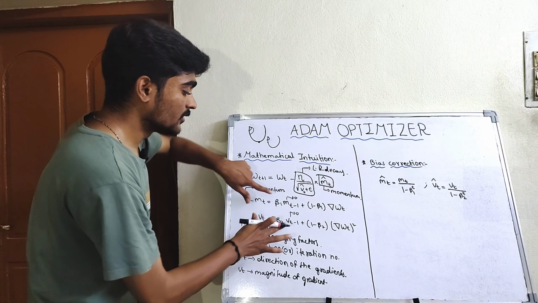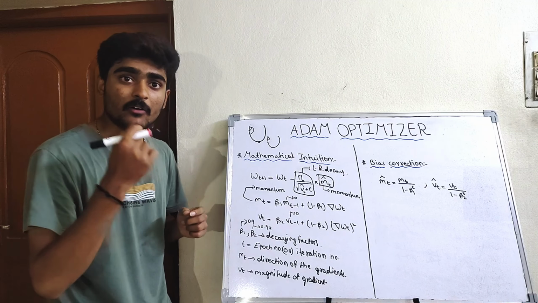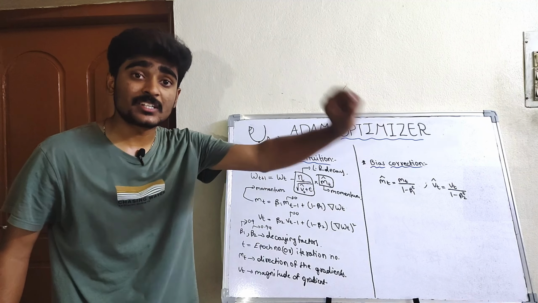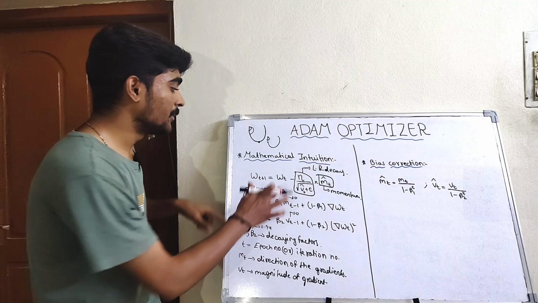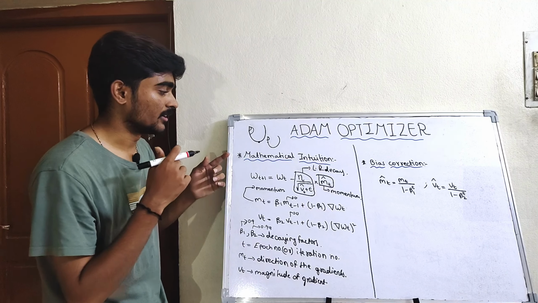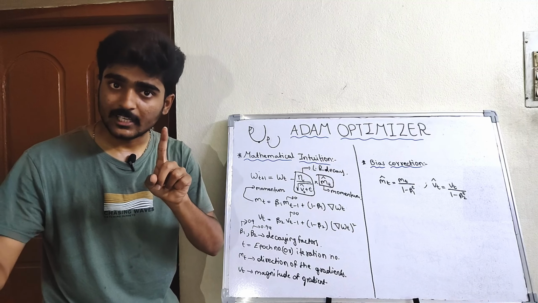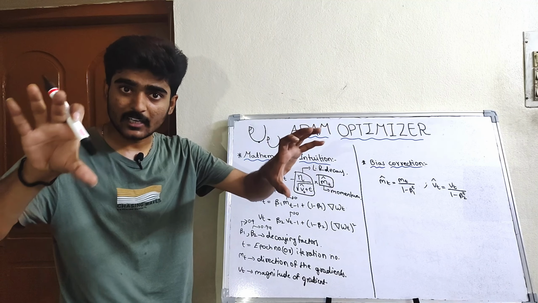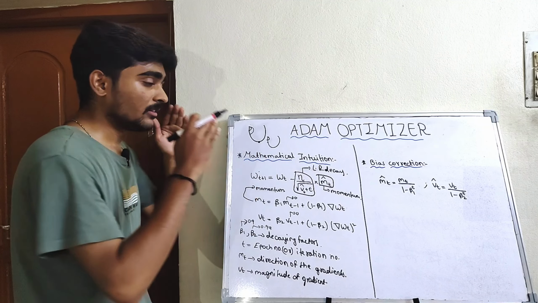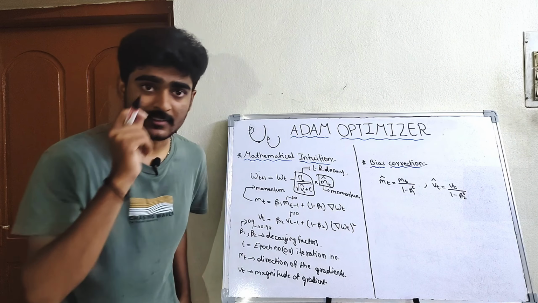Due to these values becoming 0, our Adam optimizer at the initial stages of the training takes very small jumps. That is, the updates will be very much negligible. There will be not much difference between wt plus 1 and wt. So to solve this problem, we introduce bias correction.